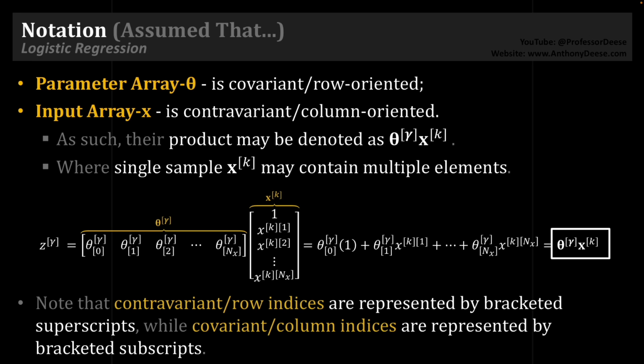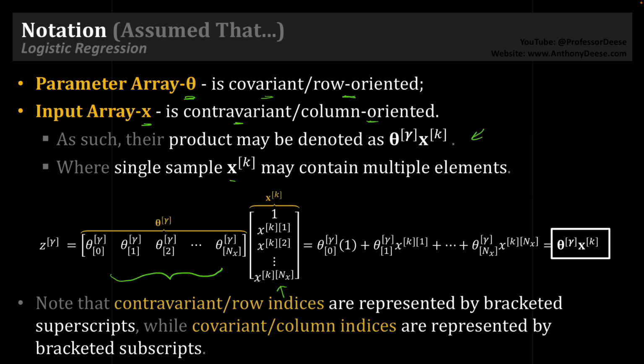So a quick review of some notation before we jump back into discussing the use of the logistic function. Like the previous module, our parameter array theta is going to be covariant or row-oriented, as shown down here. Our input array x is going to be contravariant or column-oriented, as shown down here. And so their product may be denoted as theta times x, and that would generate a scalar output.